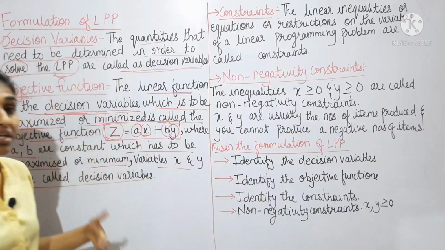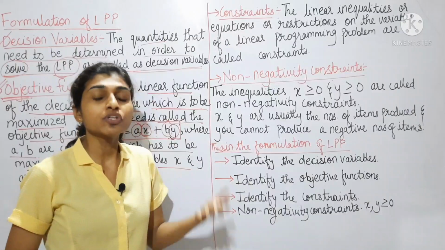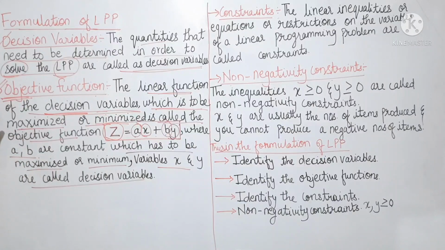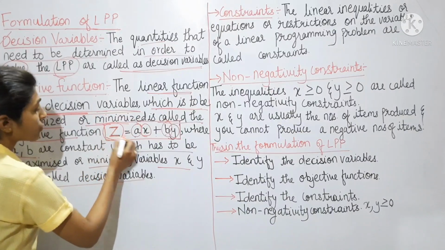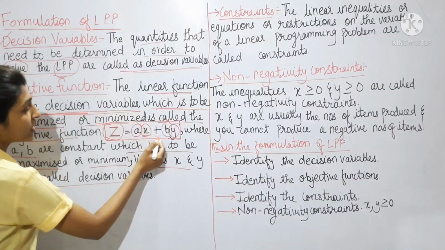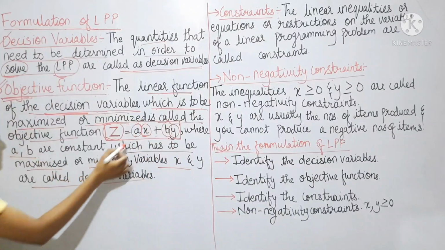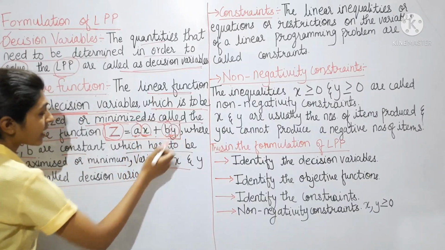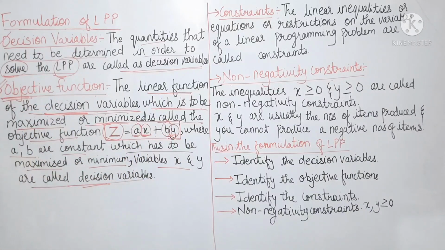Okay, whether it is to maximize the profit or minimize the cost, we can find with the help of the objective function. So Z equals ax plus by, and this a and b are constants, and x and y are nothing but decision variables.